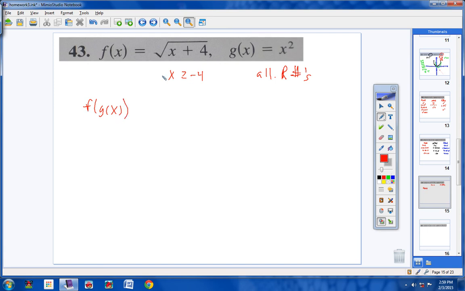Okay, f function's first, so I'm going to put my f function right here. And then I'm going to put a parentheses where the x is, and then bring down my positive 4. The next function is g, so put g on the inside, x squared plus 4, okay? So we would have the square root of x squared plus 4.